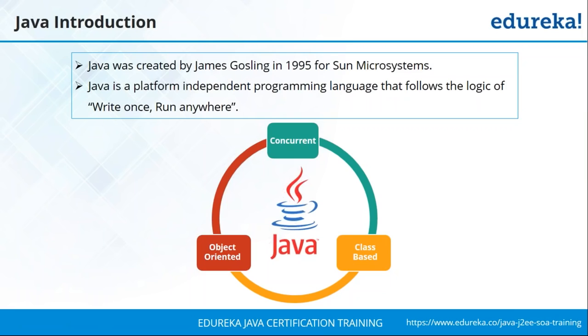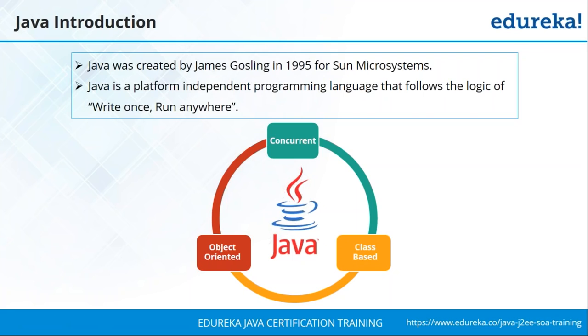Now Java is a platform independent programming language. Now when I say platform independent programming language, what they basically mean is that once you've written your code, you can run it anywhere as such. So there's not going to be any specific dependencies or any changes that you need to perform on that code once you've brought it to a different system as such.